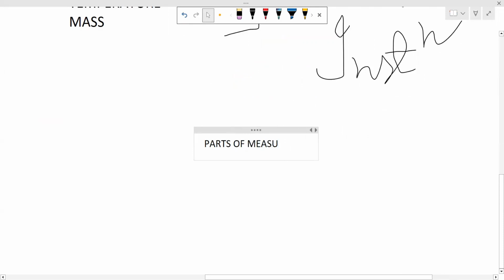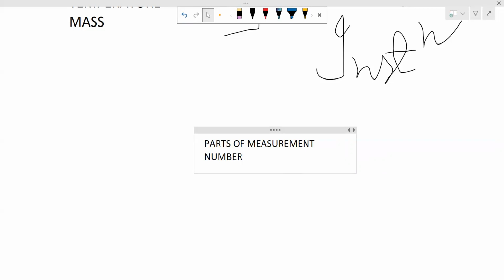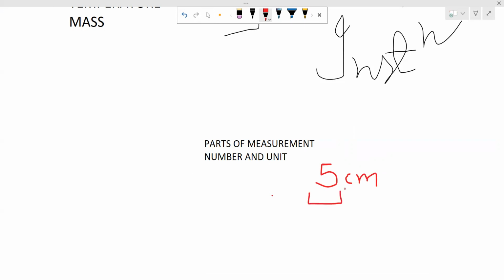Parts of measurement. So what are the parts of measurement? There are two parts of measurement. One is the numerical part, the number, and the other is the unit. Suppose I have told you that the length of the pencil is 5 centimeter. So here 5 is the numerical part, centimeter is the unit part. Any measurement without a unit is meaningless.